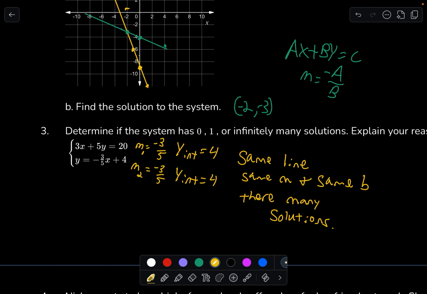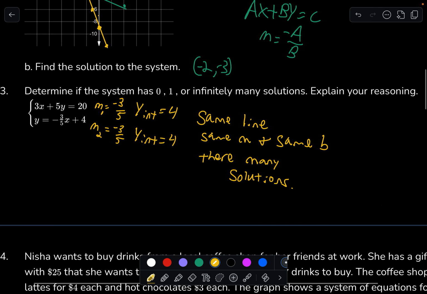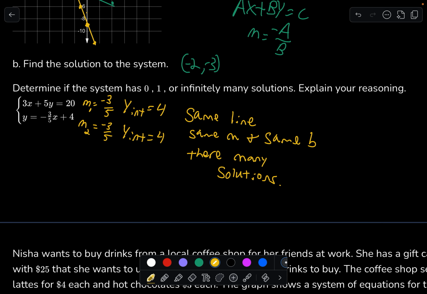Okay, many solutions. Explain your reasoning. It's because they're the same line, just written differently.